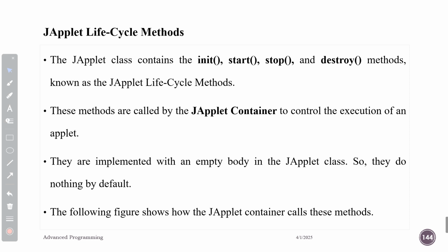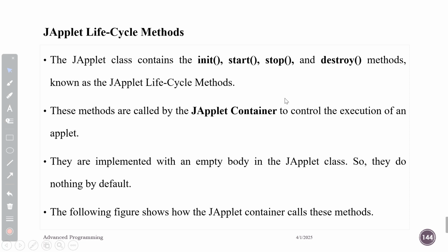Today we're going to continue with JApplet's life cycle methods. The JApplet class contains the init, start, stop, and destroy methods, known as JApplet life cycle methods. JApplets support any kind of graphics. There is a method we call paint, but the fundamental ones are start, stop, destroy, and init.